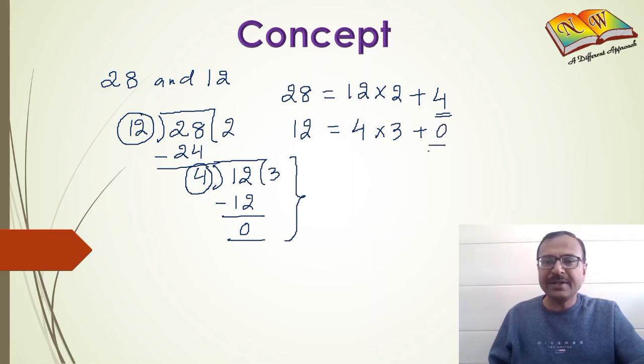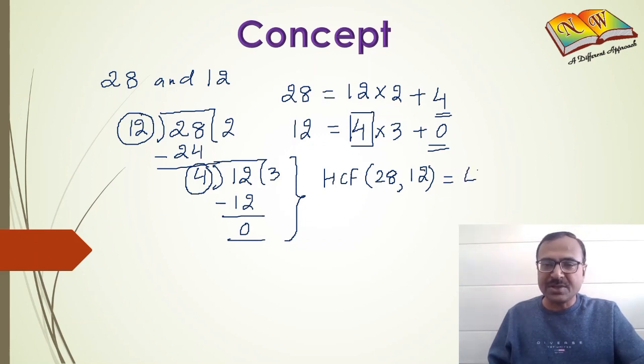So when you get the remainder as 0, the last divisor becomes the highest common factor of the two numbers, that is the original dividend 28 and the original divisor 12. So the highest common factor of 28 and 12 will be your last divisor, which is 4. Now this concept of finding the highest common factor can be used to verify and to find the HCF of two numbers experimentally. So we'll be doing that.